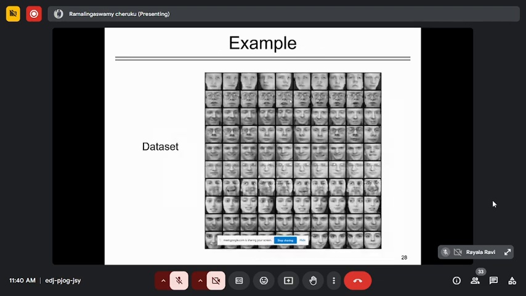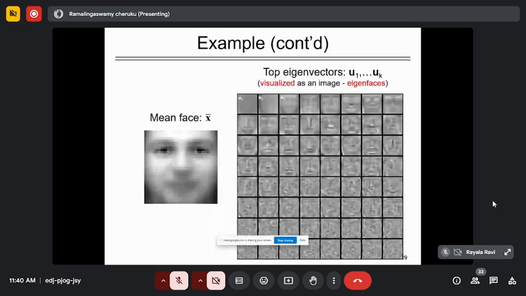This is the visualization. Suppose this is my original data set. If you look at all the faces, they are at the center of the image. Let's see how a face looks. I'm finding the mean of the image, and this is the mean of the image. And of course, the top eigenvectors, we can call eigenfaces, u1, u2, how they look. It is preserving the maximum information.